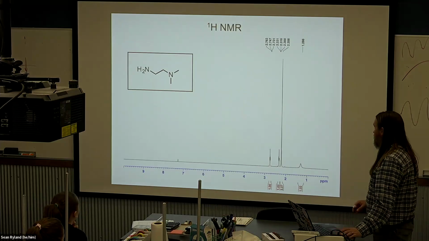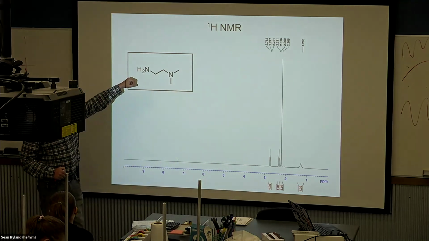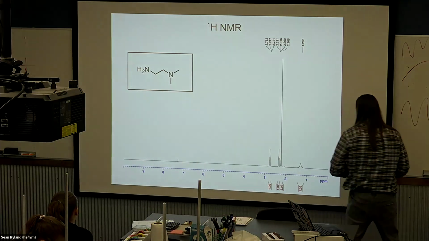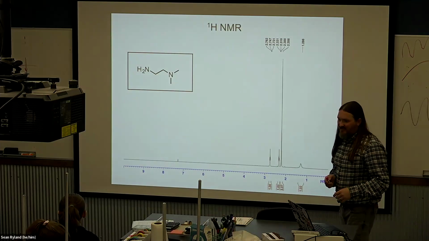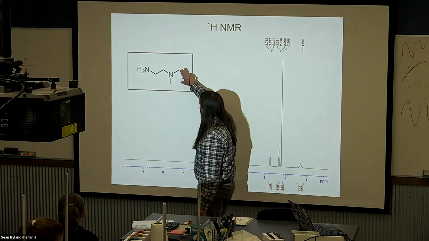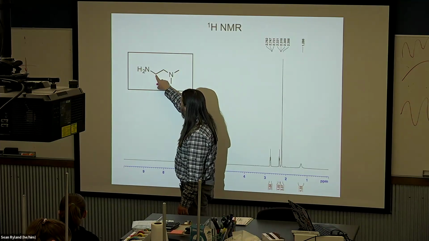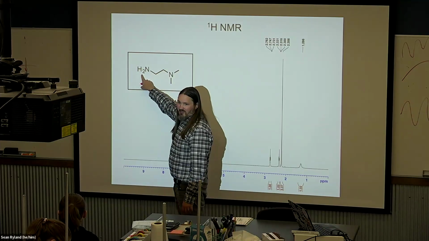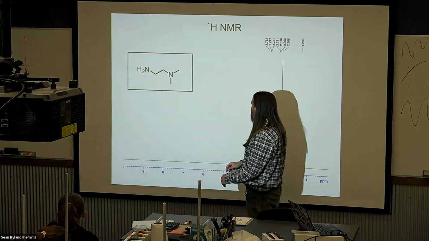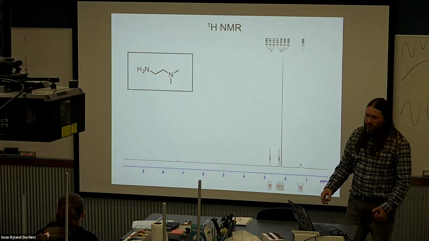So let's look at a more interesting molecule. This one doesn't have as much symmetry. So how many different signals would we expect to see? All right, how many distinct hydrogens do we have here? Yeah, we've got the methyls. We've got the CH2 that's closest to the methyls. We've got the CH2 that's further from the methyls. And then we've got the nitrogen, which shouldn't show up as being coupled. So we should see 4 total peaks here, which we do.